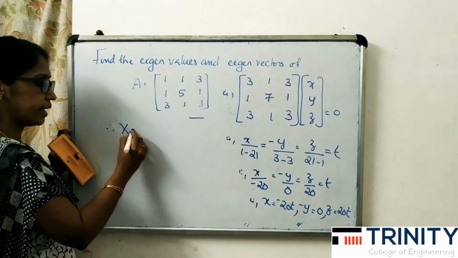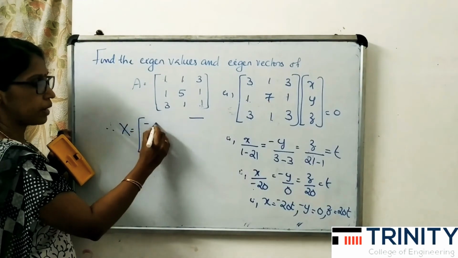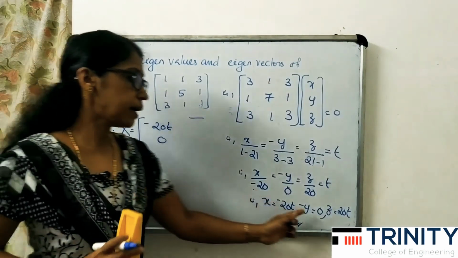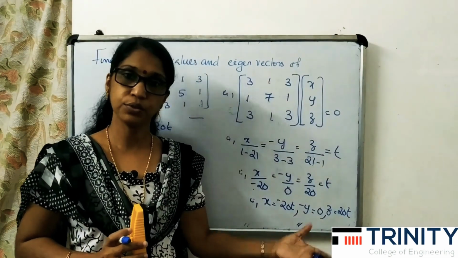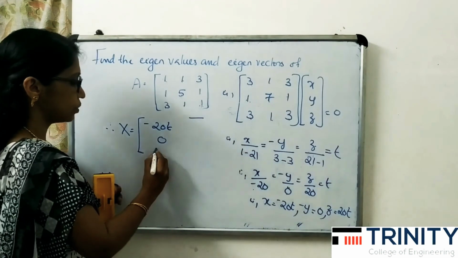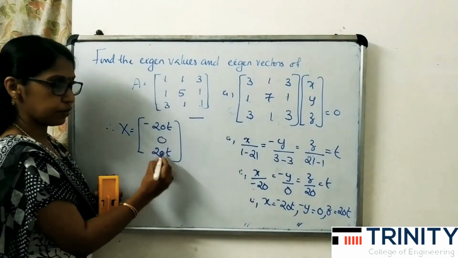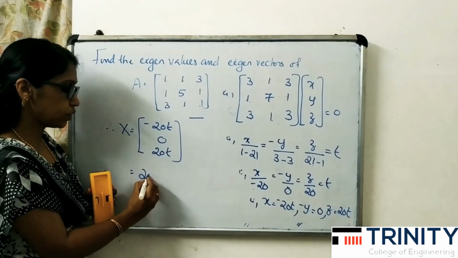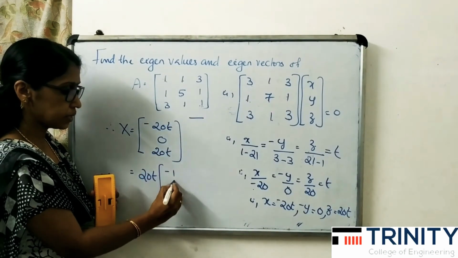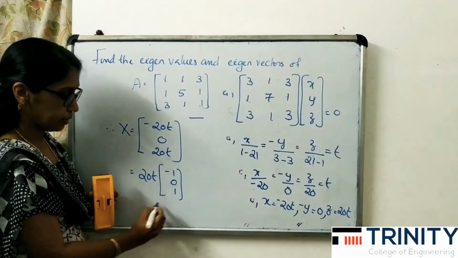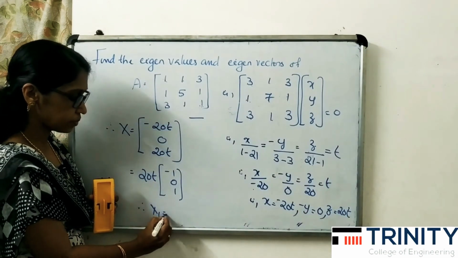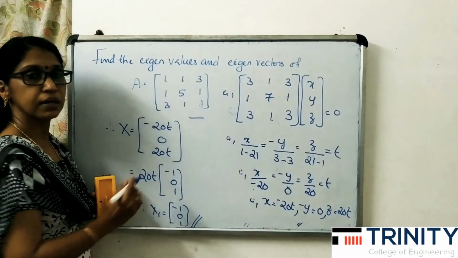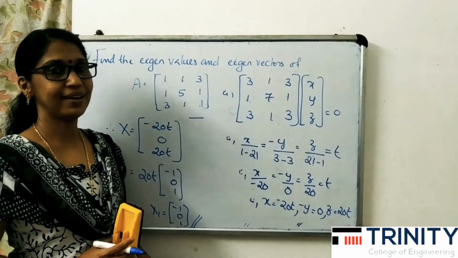Therefore, eigenvector x is equal to minus 20t, 0. Here, minus y equal to 0, so y is equal to 0, and z equal to 20t. What is the common factor here? 20t is a common factor. I am taking outside 20t into minus 1, 0, 1. Therefore, x1 is equal to minus 1, 0, and 1. So this is the first eigenvector.